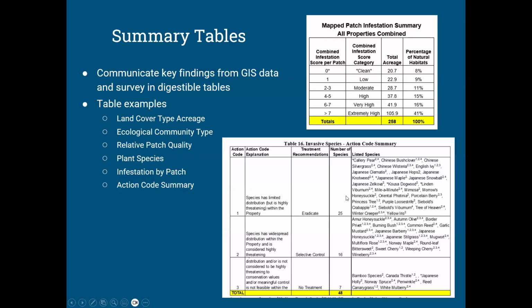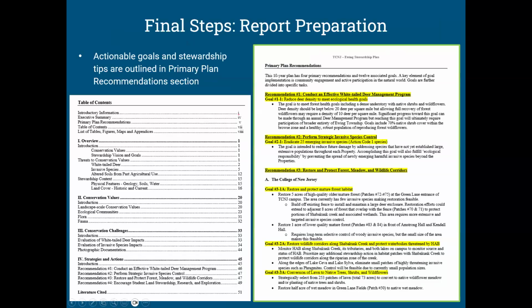So for this site, we had 25 action code 1s that we say are really dangerous. There's not much of them. This is the time to get rid of them. And then we have selective control, and then we have just leave alone. And then the report has a table of contents here, basically a little bit more detail than I already mentioned. And this to me is where the rubber hits the road.